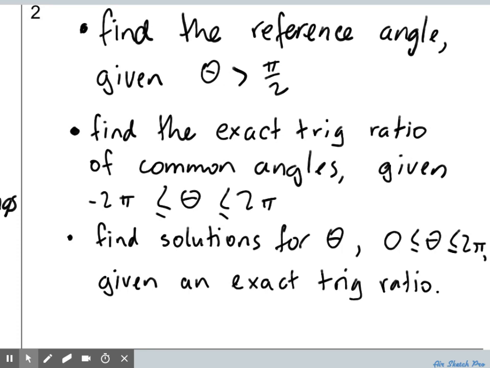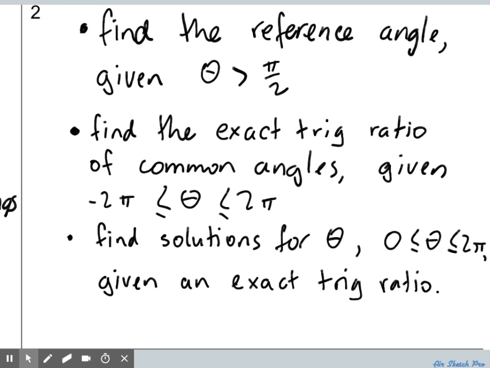So given an angle that's not acute, bigger than pi on 2, find the reference angle. Find the exact trig ratio of common angles. And that notation there simply means that theta is between negative 2 pi and 2 pi. So that means negative angles up to 360 and positive angles up to 360 at this stage. We are going to extend that further again, but that's just for today. So that's what that means. Theta is greater than or equal to negative 2 pi and less than or equal to 2 pi. I always see those kinds of little notations as meaning theta is between those two values.